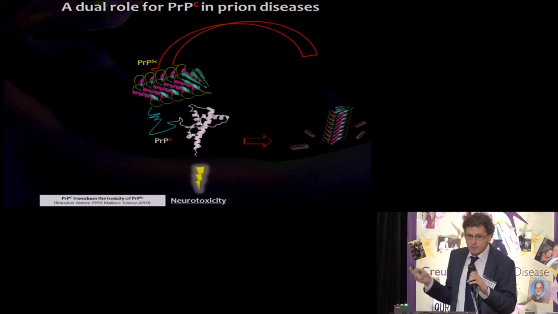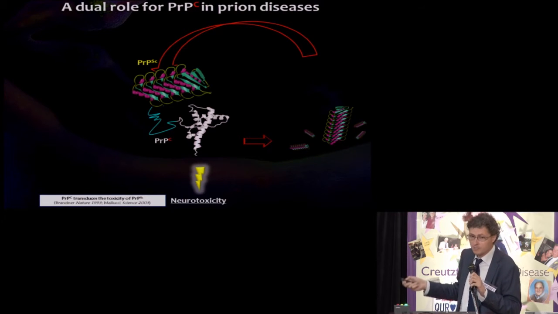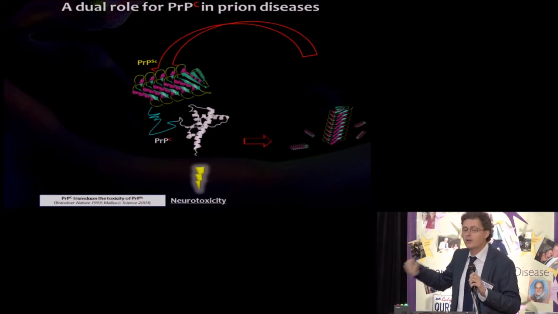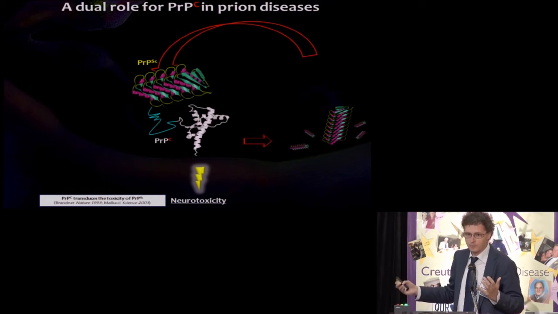So we need PrPC on the surface of the neurons in order to have toxicity. Just to give you a very brief example, if we have PrPSc and we deplete PrPC from the surface of the neurons, neurons don't die. Or eventually they die very late, after a massive amount of PrPSc has accumulated.